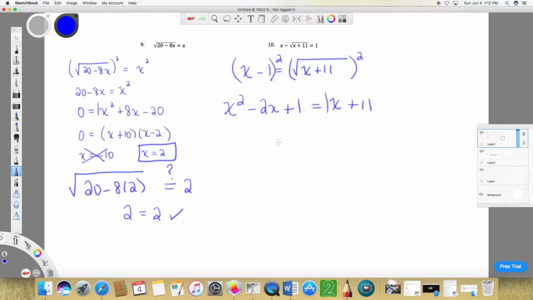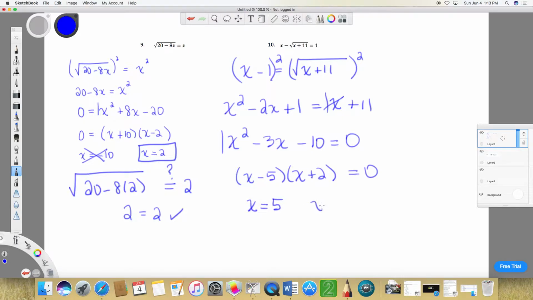So let's get this equal to 0. Let's subtract x from each side. Let's subtract 11 from each side. And now let's see if we can factor this. I believe that this will factor to x minus 5 times x plus 2, because negative 5 times positive 2 is negative 10, but when you add negative 5 and positive 2, you get negative 3. This will give us possible solutions of positive 5 and negative 2, but we have to check them. We're not ready to say that that's in our solution set. They could be extraneous.